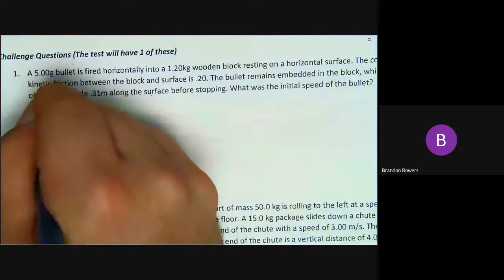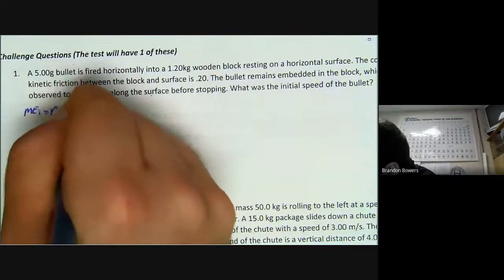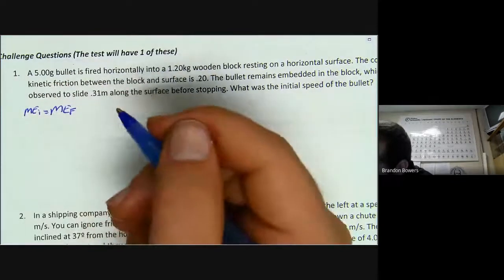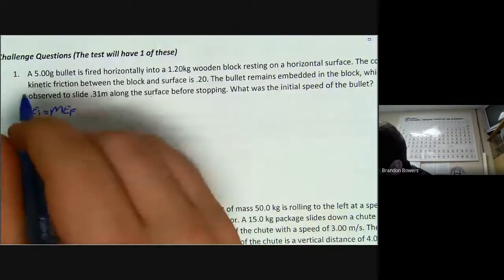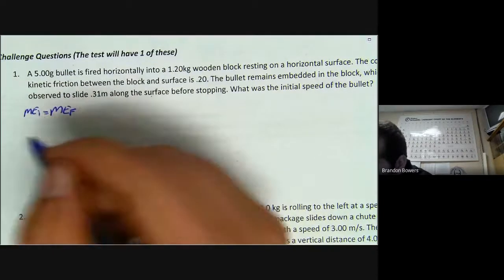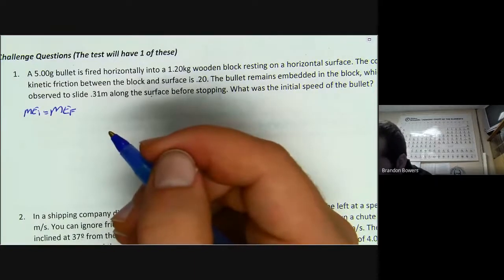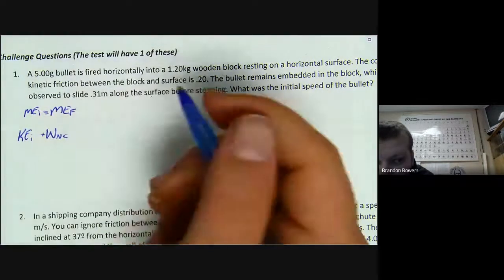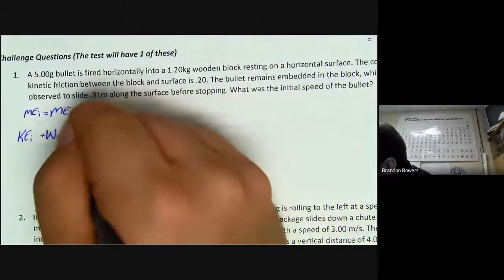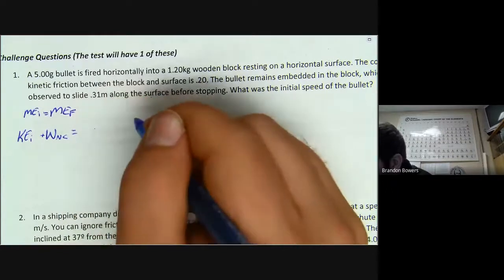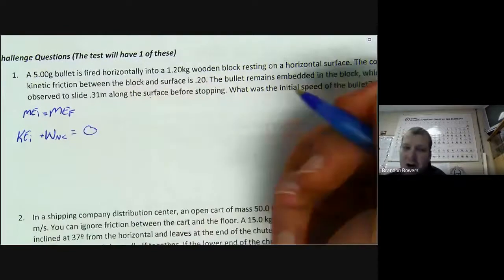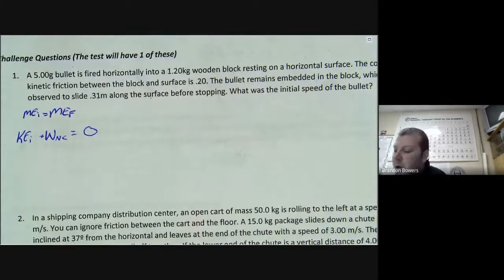So mechanical energy initial is equal to mechanical energy final. If you look, there's no potential energy in the initial, since it's on a surface. Height is 0. So I am going to have kinetic energy on the initial, and I'm also going to have work non-conserved. Now, is there any elastic potential? No. Is there any kinetic energy? No. Is there any potential energy? No. So it's all going to be equal to 0.